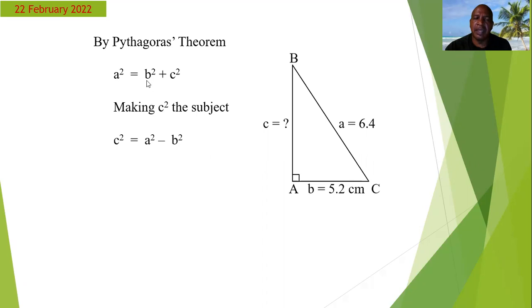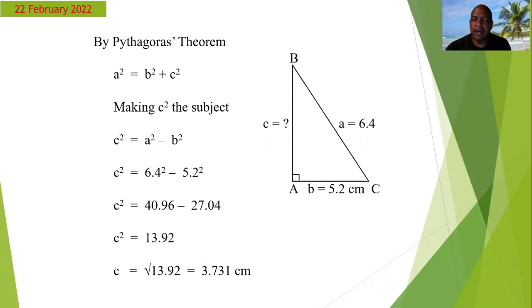But notice I did two things at this point. I bring over the B square to the left, and then I flip around the equation. That is totally okay. All right. And then now I would have put in the values, simplify the values. Then now I would have found the square root of that.